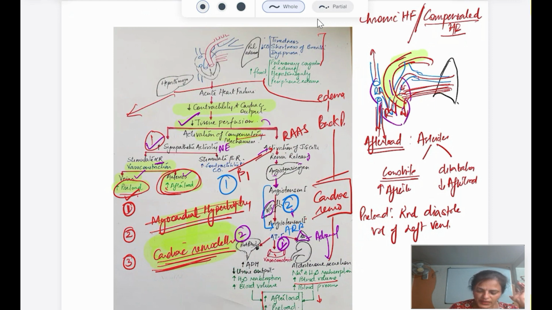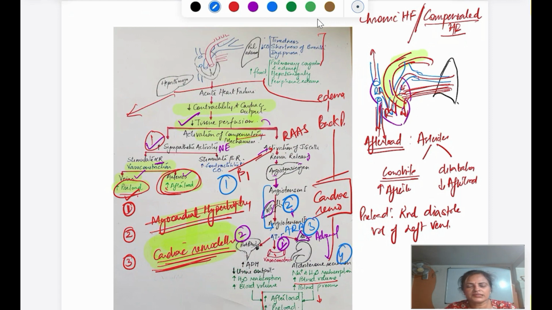Then another one is there is a release of aldosterone, so we can put the patient on aldosterone antagonist. So number 3 is ARB and number 4 is aldosterone receptor antagonist. So these are 4 groups of the drug which are going to reverse the cardiac remodeling, which is going to increase the survival of the patient.